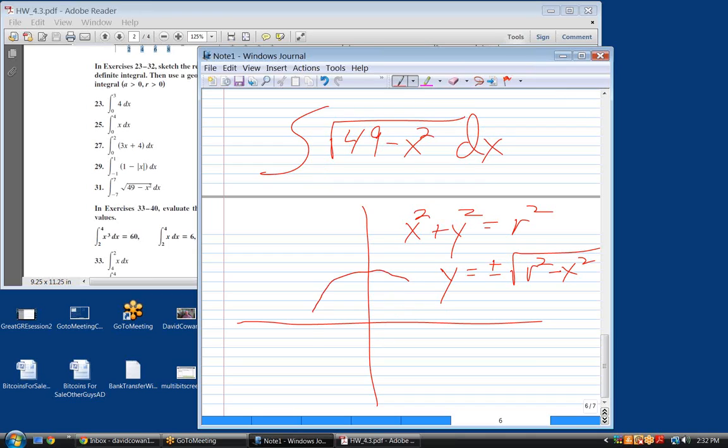So the whole circle would look like that, but this is a plus sign only, not plus or minus. So it's plus only, which means I only have the upper half of that circle. So that's what I have: the area under that curve is one half of the area of a circle of radius 7.